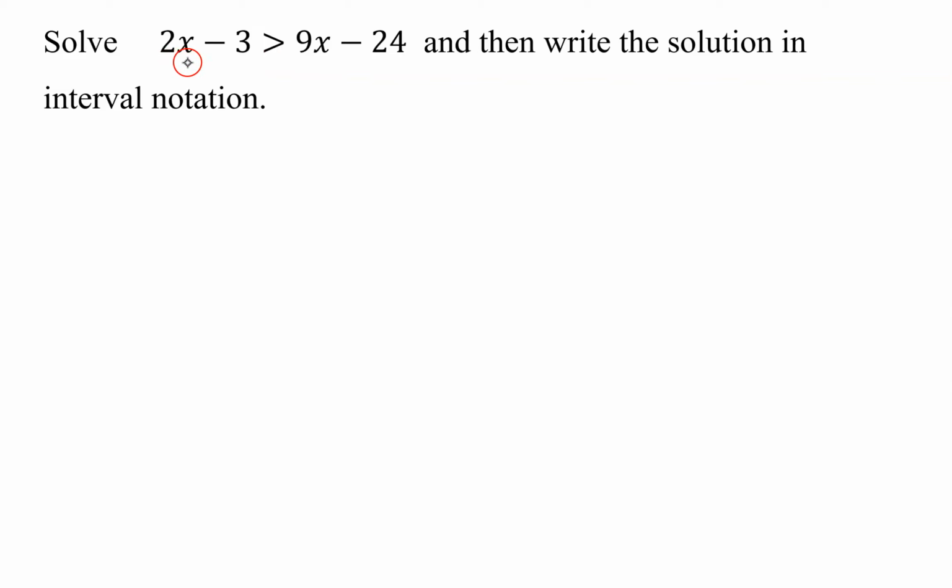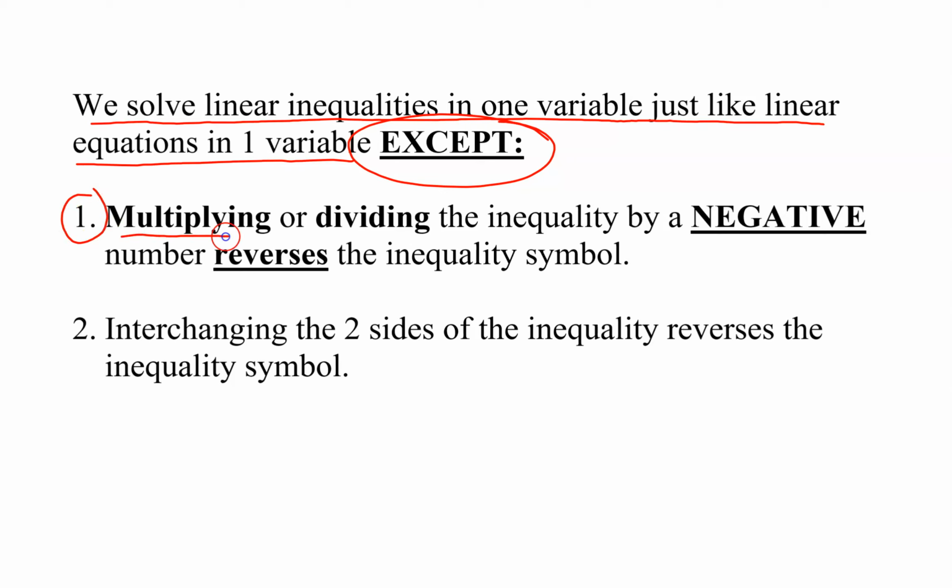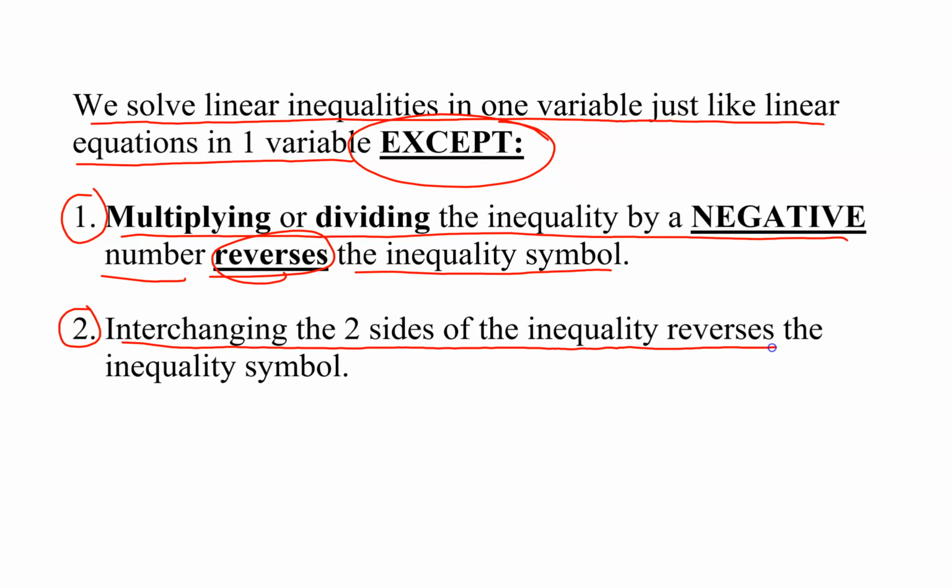Well, the degree on the x here is 1, and also here. So this is a linear inequality, and let's quickly review how to solve linear inequalities. We solve linear inequalities in one variable just like any linear equations in one variable, except, and there's two big exceptions. One is when you multiply or divide the inequality by a negative number, it reverses the inequality symbol. And the other is interchanging the two sides of the inequality reverses the inequality symbol. So we need to remember that when we're solving our problem.